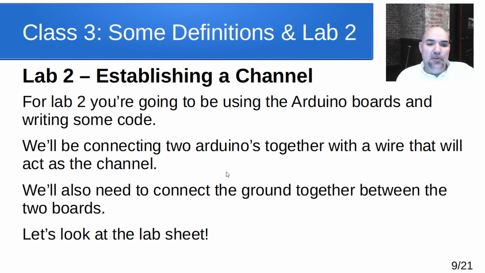So we're going to connect two Arduinos together with a wire, and that wire is going to act like the channel. We're also going to need to connect the grounds between the boards, and that's for, well, physics reasons: if we want electrons to go from one place to another, there has to be a return path. So we need to have a shared ground between them. So we're going to have two wires, one that's the channel and one that's the ground that allows it to conduct and make a conduction loop between them.